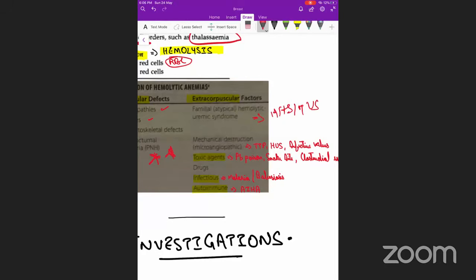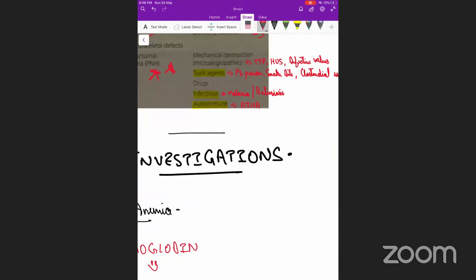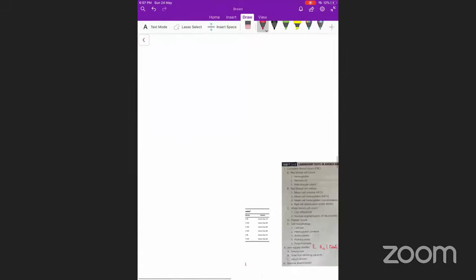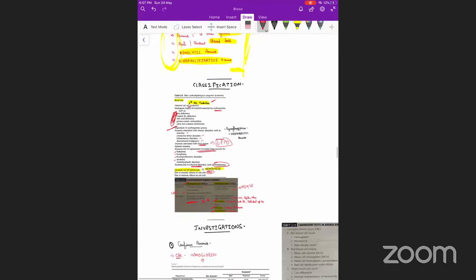Then comes mechanical destruction by the valves, or any toxic agents or drugs causing it, any infections causing it, and autoimmune conditions. So this we've already seen. It was just to summarize all the causes along with classification.